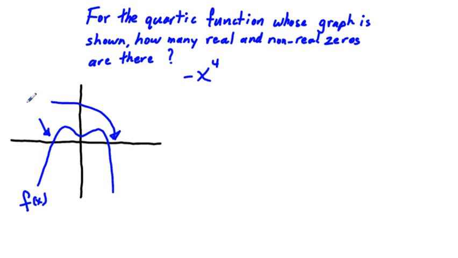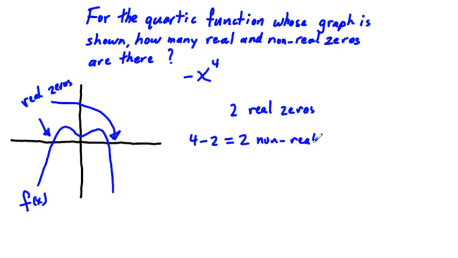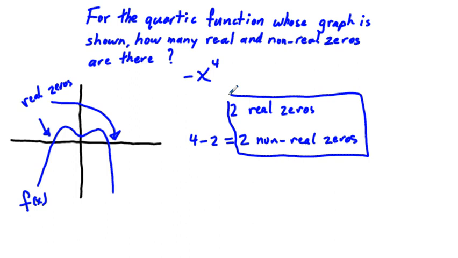So real zeros, we know we have two real zeros. And we know through the fundamental theorem of algebra that we're going to have 4 minus 2 equals 2 non-real zeros. So the zeros, real and non-real, are equal to the degree of the polynomial function, and some of the zeros may be repeated. That would be our answer for this one.